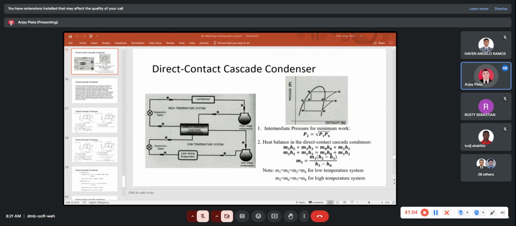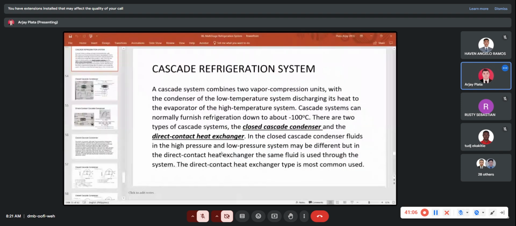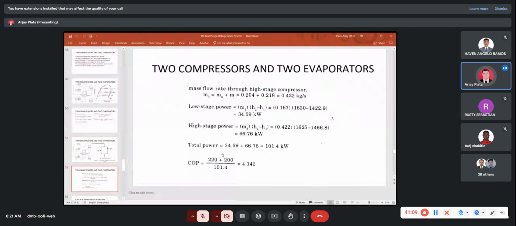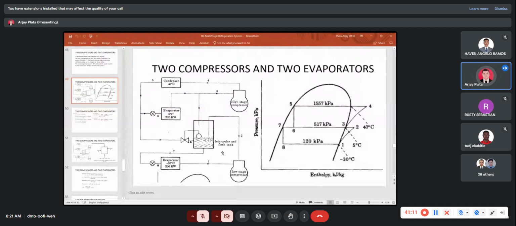Okay, so let's continue our discussion. As I have said, in a multi-stage refrigeration system, we have different stages of pressure as well. So we have an intermediate pressure. If we provide intercoolers, as you can see in the figure, there is a pressure drop, so there will be an intermediate pressure here.